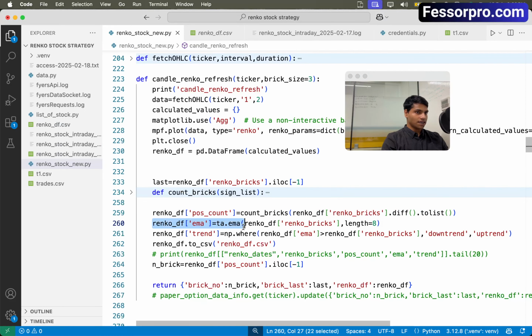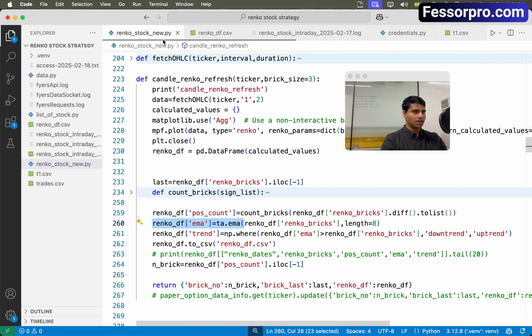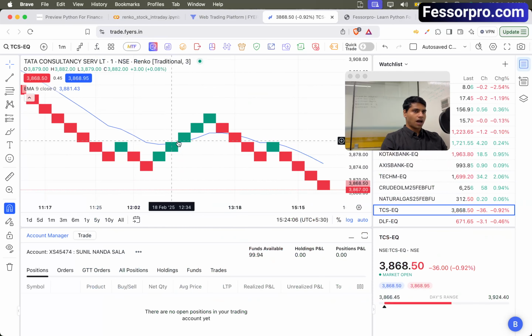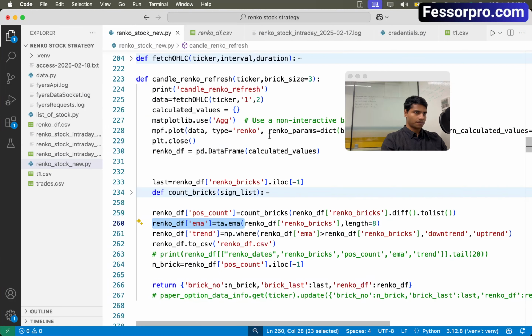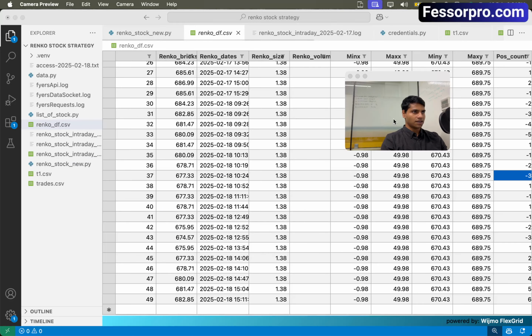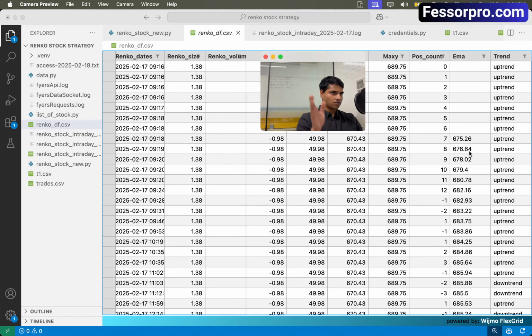Then I'm calculating EMA. Now this EMA is calculated on the Renko closing price, this Renko brick price. So this Renko brick means it's the Renko closing price. On this closing price, I'm calculating the EMA the same way TradingView and this website calculate it. So this EMA is calculated on the Renko closing prices. Okay, so I'm just calling the ta.ema function and I'm getting this EMA data. So you can see I have a column called EMA which is calculated by using Renko brick as the input.